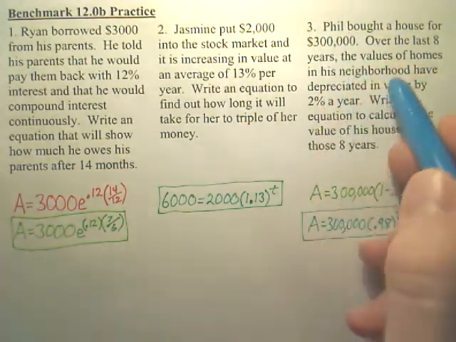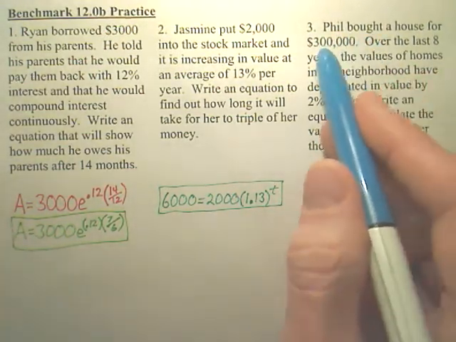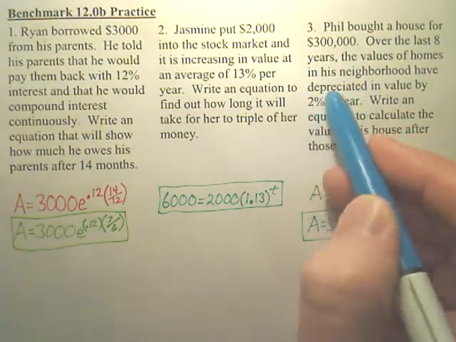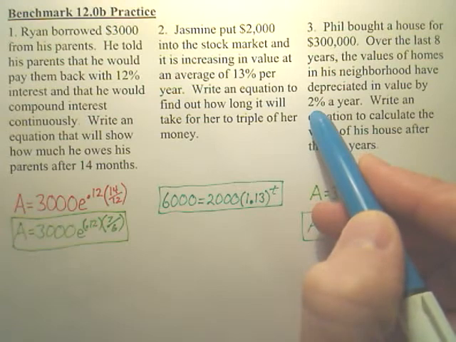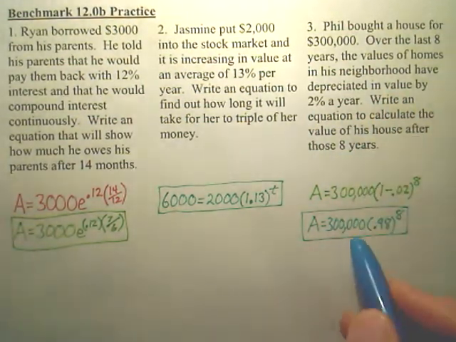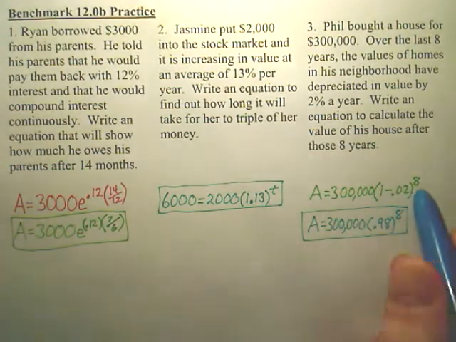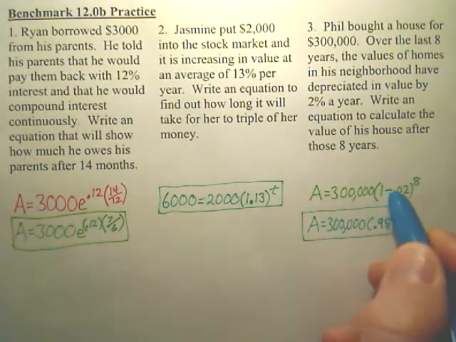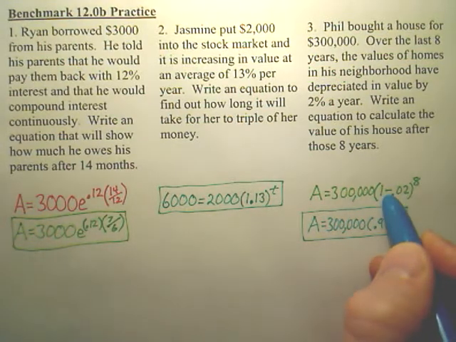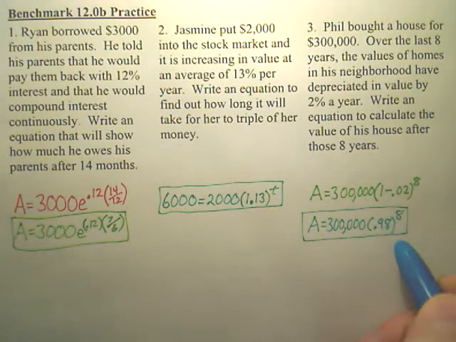This last one here is a decay. He bought a house. It's decreasing in value. It's depreciating at 2% a year for the last 8 years. Calculate how much you'd have after 8 years. So if we look at this problem, see right here in the green, A equals P, 1 minus R to the T. Now, why is it minus? Well, it's decaying, so you're subtracting the rate.